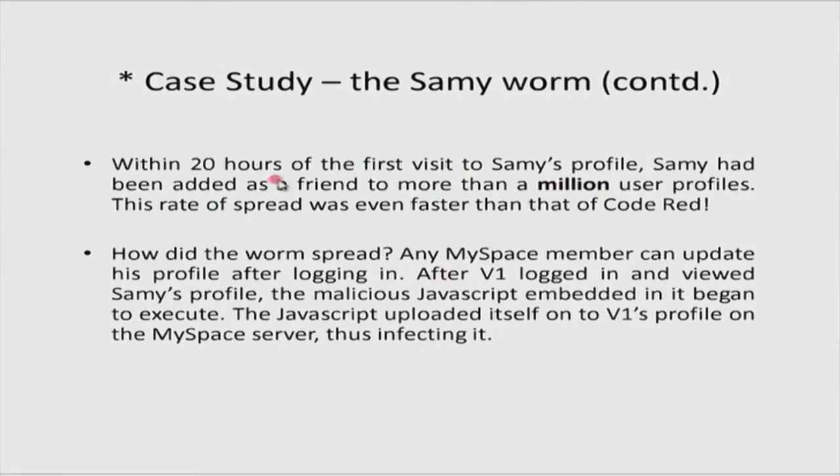Then V1 is visited by somebody else. That person's profile, say V2 is the next person. V2 visits V1's profile. V2's profile also gets infected and so on. So this thing spreads more or less exponentially, like a tree. Within 20 hours of the first visit to Sami's profile, Sami had been added as a friend to more than 1 million user profiles. This rate of spread was even faster than that of Code Red.